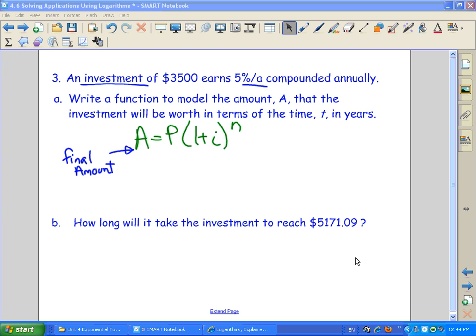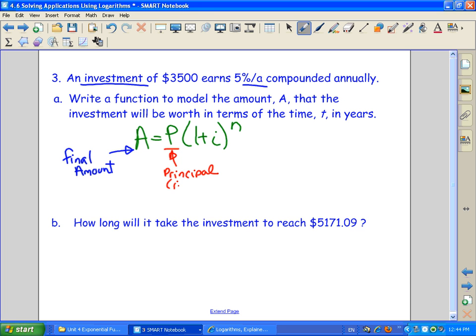Okay, so as we were discussing investments, there's a common formula used, which is A equals P(1 plus i) all raised to the n. And we talked about A being the final amount. P is what we call the principal, which is your initial or your starting amount. So that's the amount you either borrow or put in to invest.